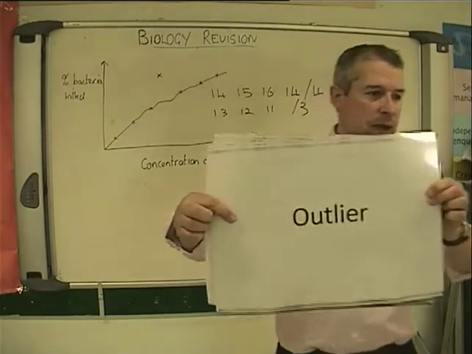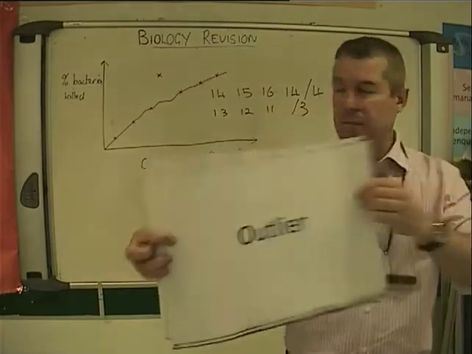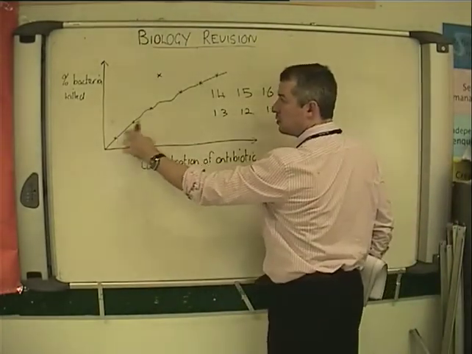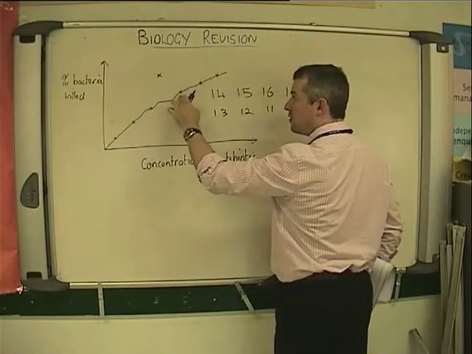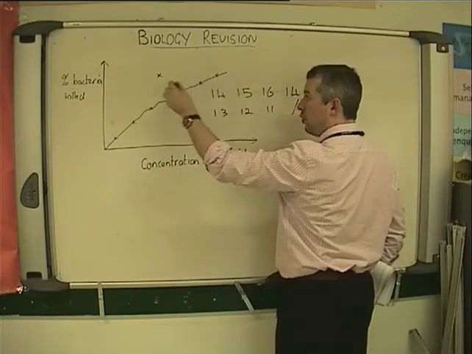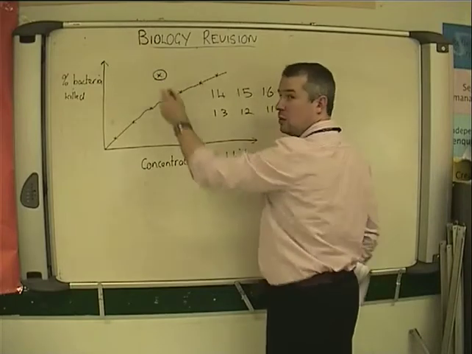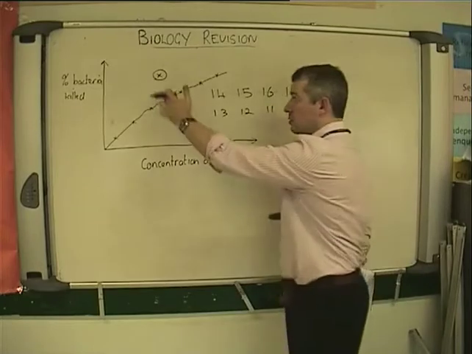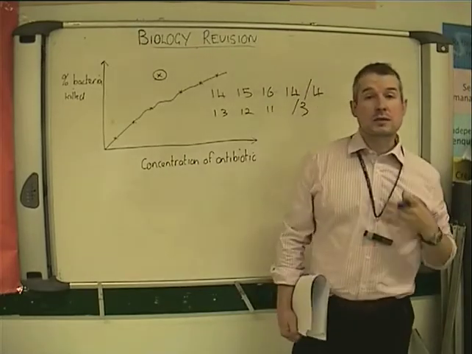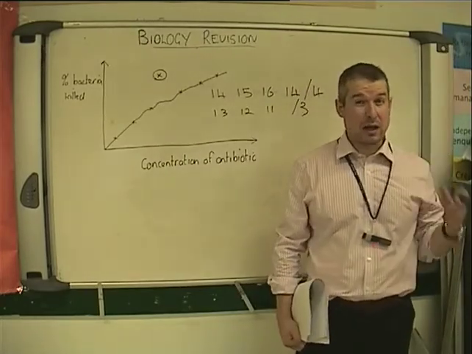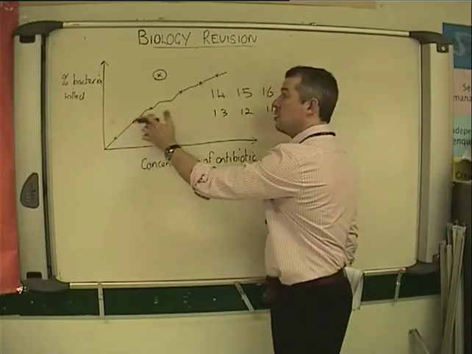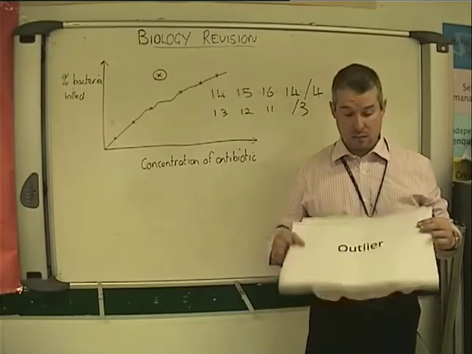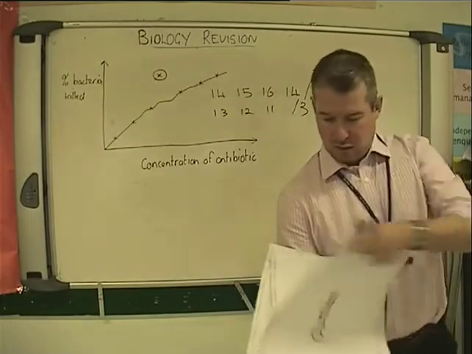Next word is this one, outlier. Now if you look at my graph here, you see all the points on the graph follow this line here. And there's one point here which doesn't quite fit the pattern of the rest of them. This is called an outlier. So if the question asks you to identify any outliers, look for the results which don't fit the pattern of the rest of the results. Okay? That's outlier.